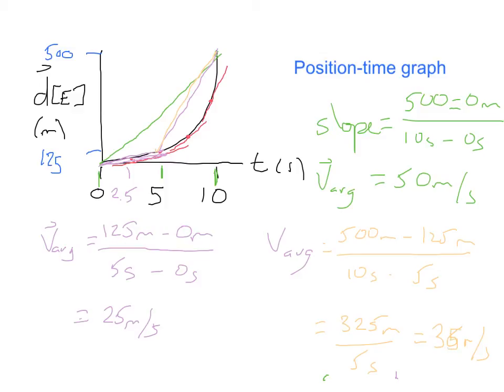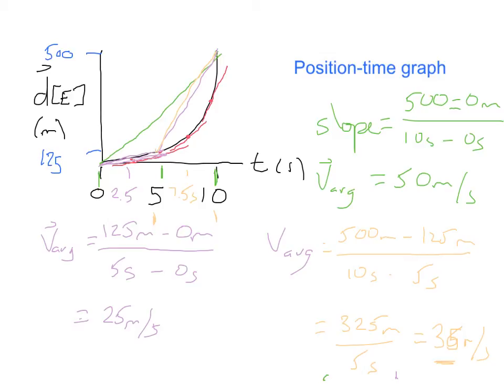35 meters per second. Now, this time frame was between 5 seconds and 10 seconds. So when am I going exactly 35 meters per second? Smack dab in the middle of those two. So at 7.5 seconds, I would be traveling at 35 meters per second. And again, if you think about it as a tangent method, the slope of the tangent at 7.5 seconds would give me 35 meters per second.